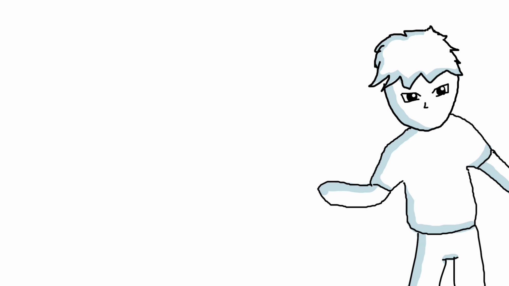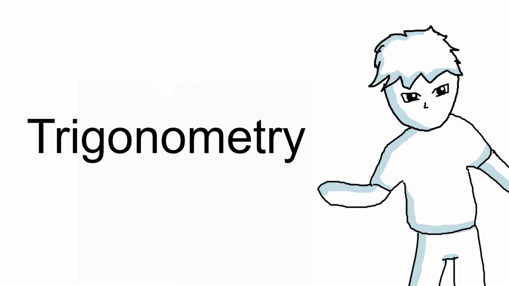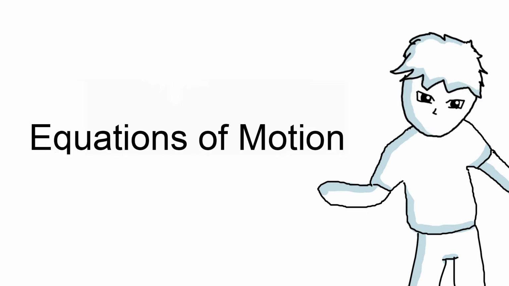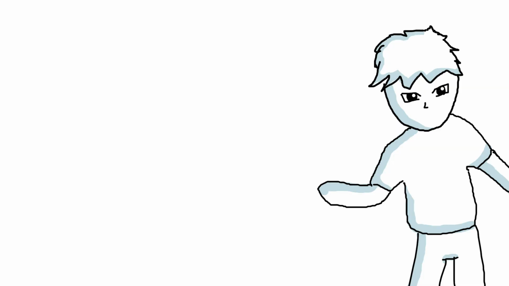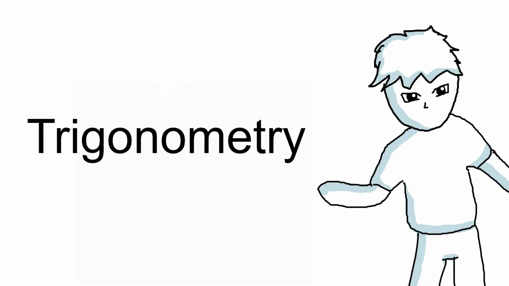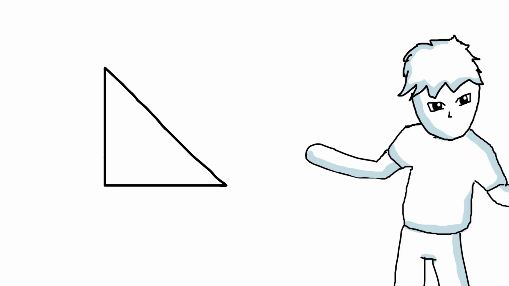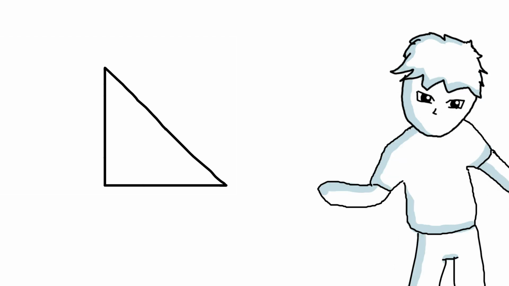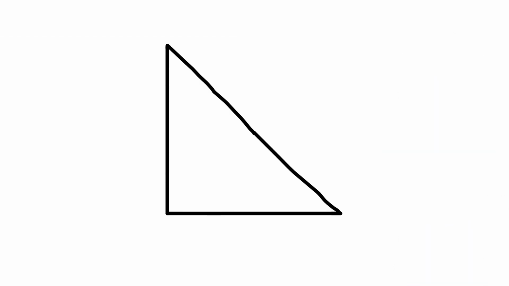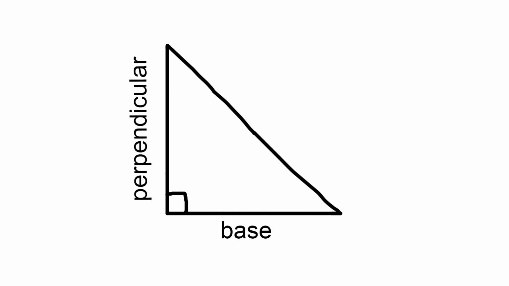So to understand projectile motion, we have to understand trigonometry first, and then the equations of motion laid by Newton. So let's go already. First off, we'll start with trigonometry. Hey Vineet, give me a triangle. Now this triangle we have is a right angle triangle. The reason we have a right angle triangle is that trigonometry is mainly applied on right angle triangles. So let's label the sides as perpendicular, base and hypotenuse.